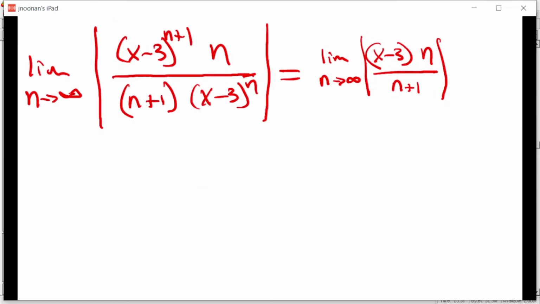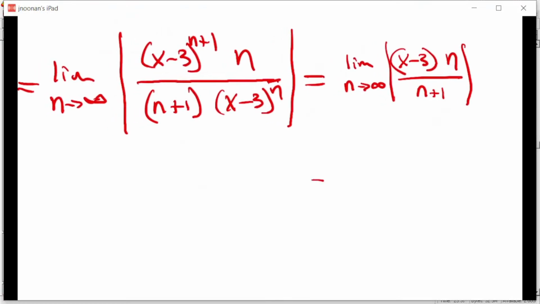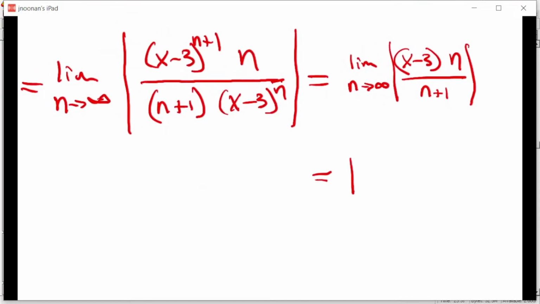Because whatever this is, if it was the number 7, then the limit would be 7 over 1, right? And if this thing was the number 12, this would be 12 over 1. If this was the number 1/2, this would be 1/2 over 1. So whatever this is, that's the limit. So in this case, that's what the limit's going to be. So this is equal to just x minus 3.